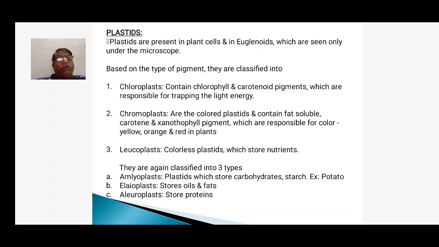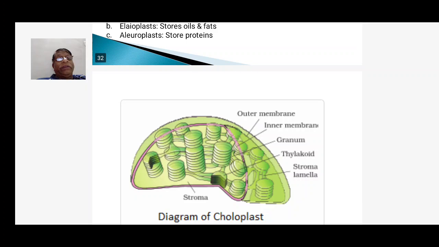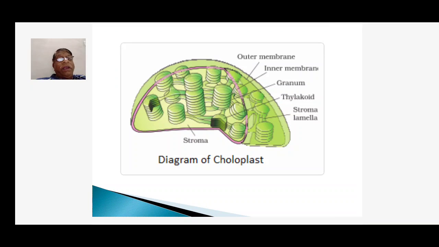Okay. Now we shall pass on to the structure of chloroplast. See the diagram showing ultrastructure of chloroplast. Ultrastructure means the structure observed or studied under the electron microscope. See the outer membrane and also the inner membrane, double layered membrane structure.